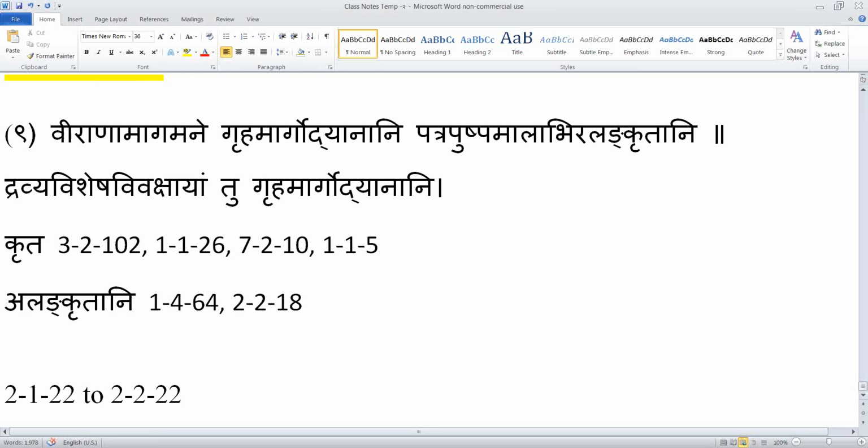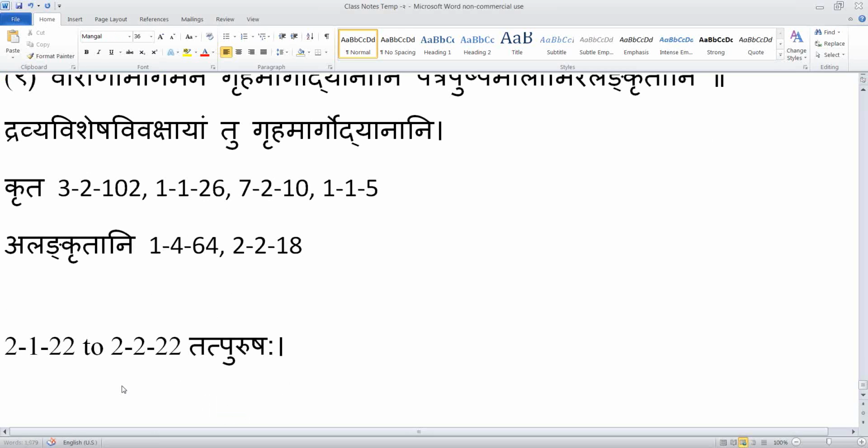If you want to define any Tatpurusha compound, it has to be authorized by one sutra in this section, the Tatpurusha Adhikara. Of course, the first one is just the Adhikara Sutra, Tatpurusha. And then, as I said, from 2.1.49, you can break it out immediately right now.